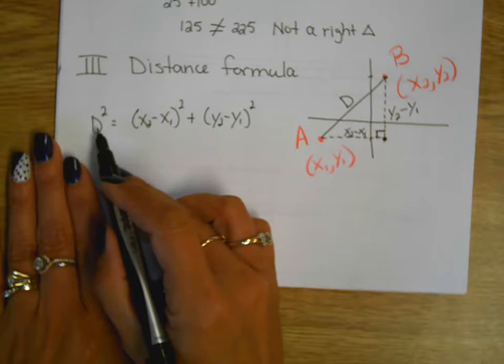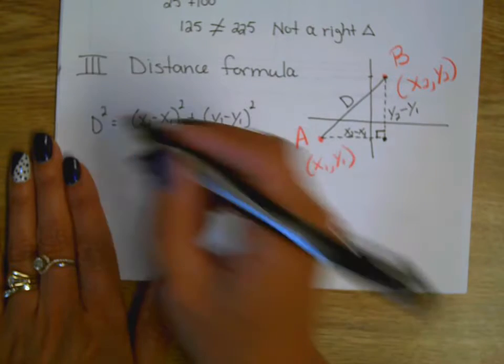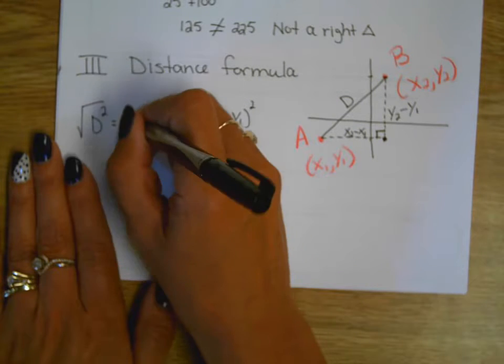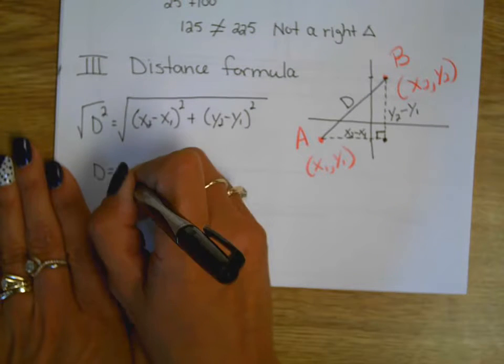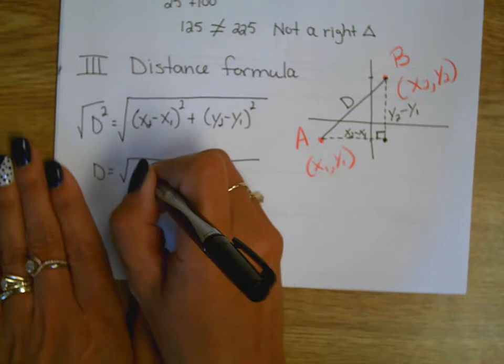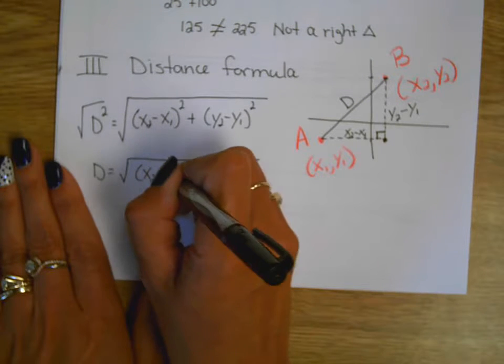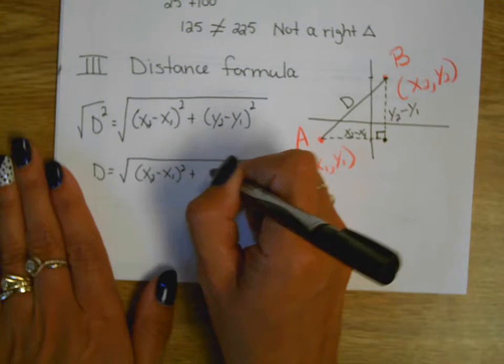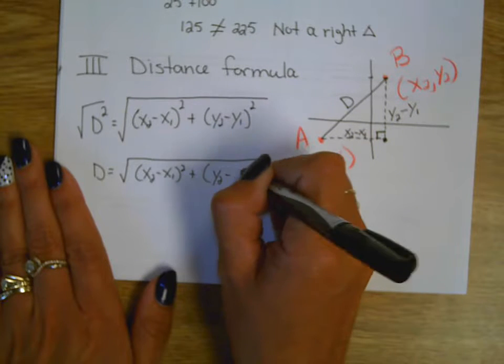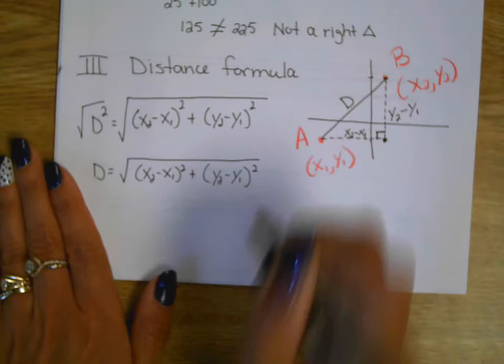And I don't want to leave it d squared, I want the distance. I want just d, so how do we unsquare something? Square root. Now it should look very familiar to you. The distance between 2 points in a plane is the square root of the x's subtracted and squared, then add that to the y's subtracted and squared.